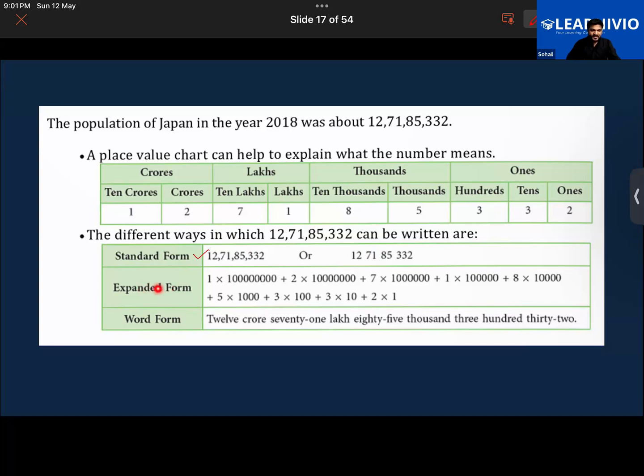Now, in the expanded form, I believe you guys know this also, how to write the number in the expanded form. For example, you start from the left side and expand the number. So talking about 1, what is the place value of 1 in this number? What is the place value of 1?